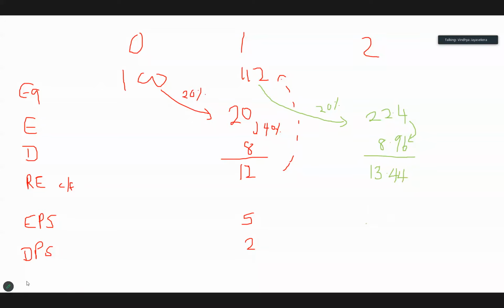So on a per share basis, 22.4 divided by 4 million shares comes to 5.6. And dividends, 8.96 divided by 4 million shares comes to 2.24. And with 13.44 added, my equity comes to 125.44.